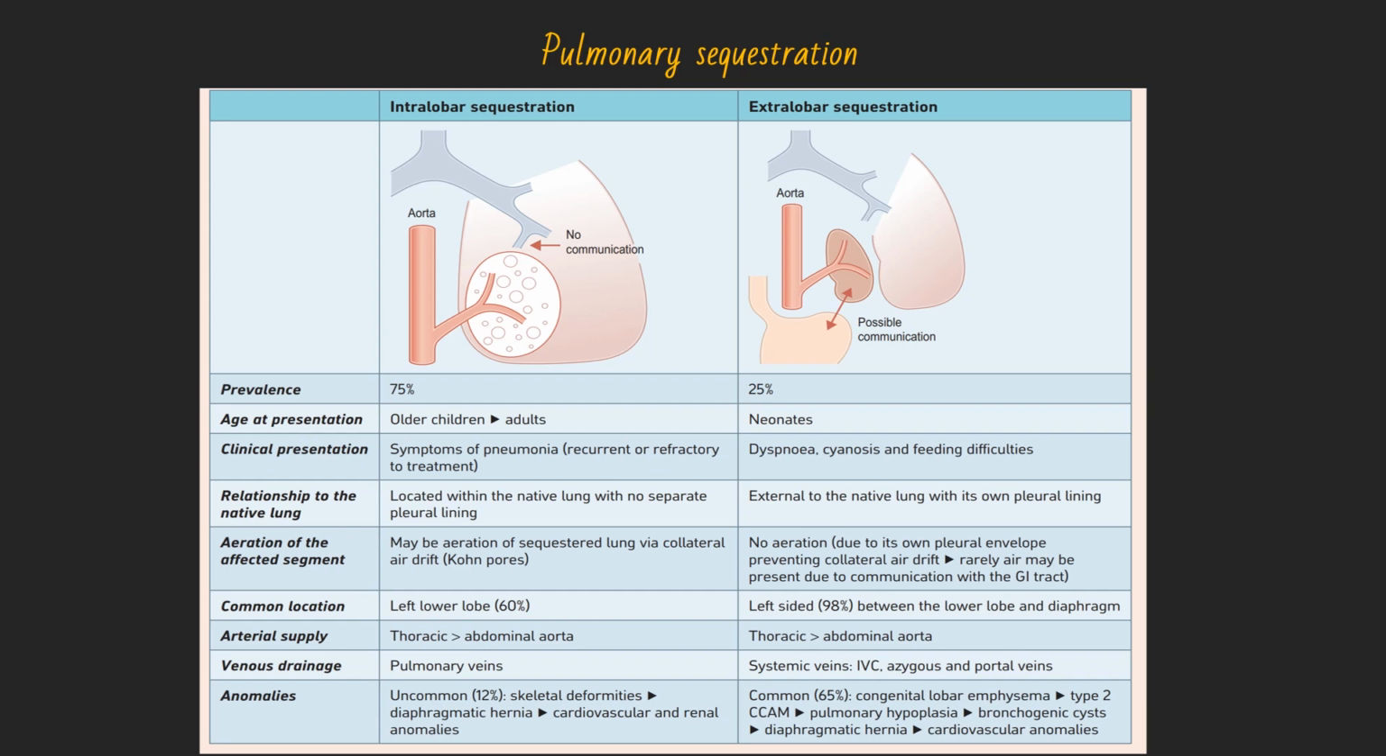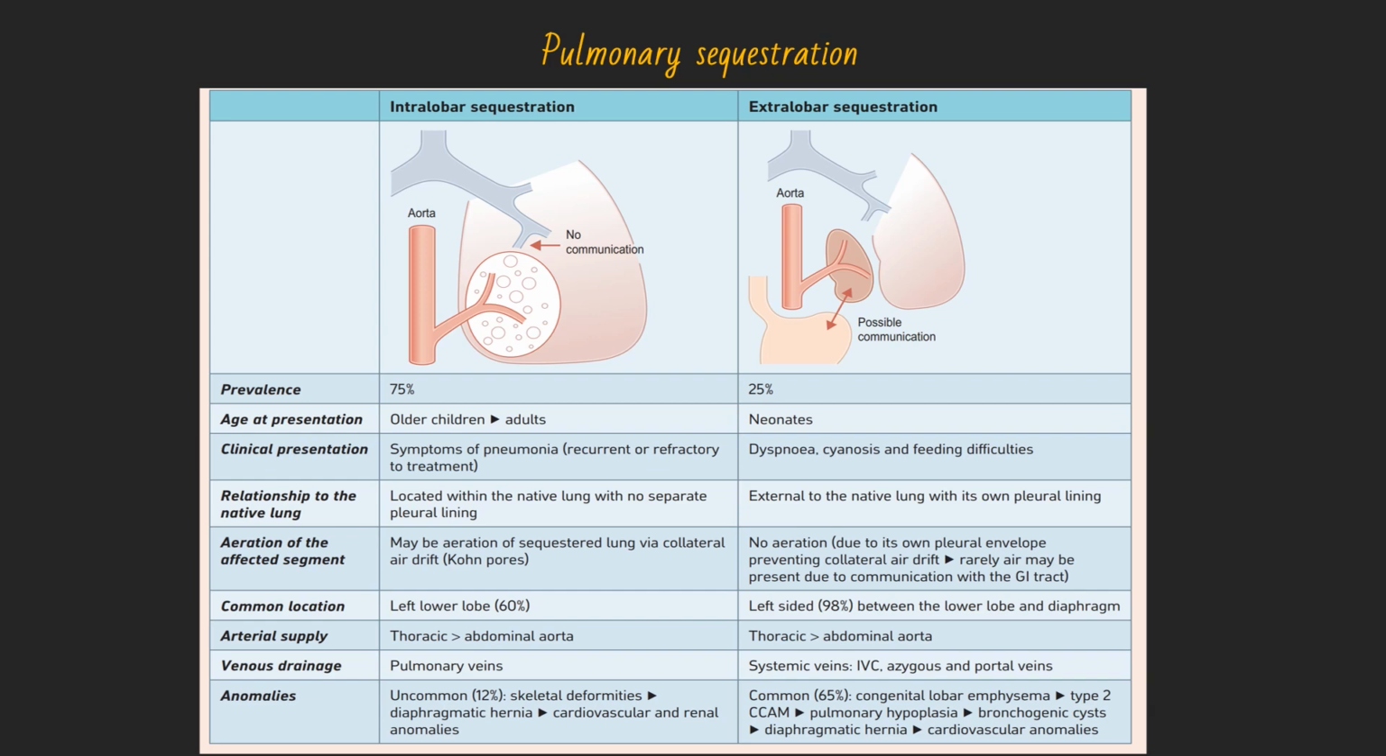Extralobar sequestration is likely congenital, is seen predominantly in males, and commonly presents relatively early in life. The vast majority of extralobar sequestrations are located in the left lower lobe, in 90%. An extralobar sequestration receives its arterial supply from either the thoracic or the abdominal aorta.